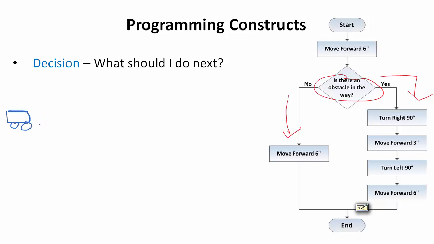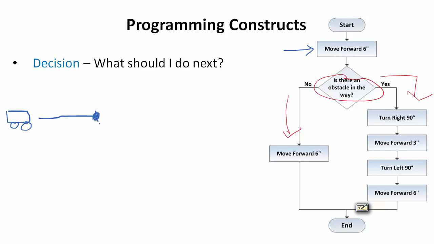Okay, so we start our program, which is going to be right here. So we're going to start moving forward 6 inches. So we move forward 6 inches, and let's say that that's where 6 inches is. And then it says, is there an obstacle in the way? Okay, so it's sitting right here, and the answer is no.